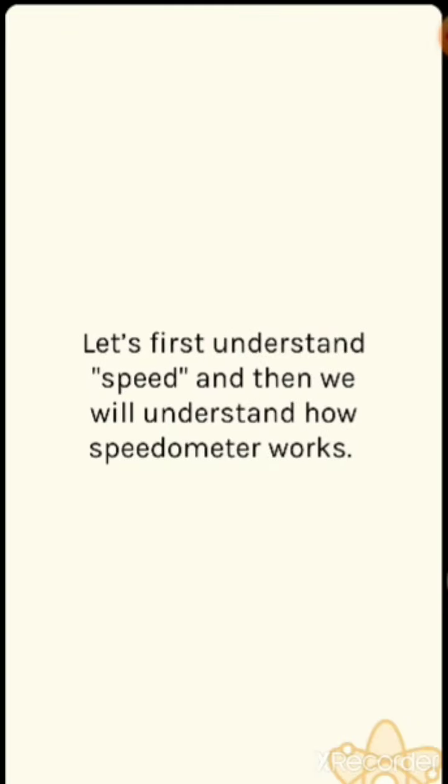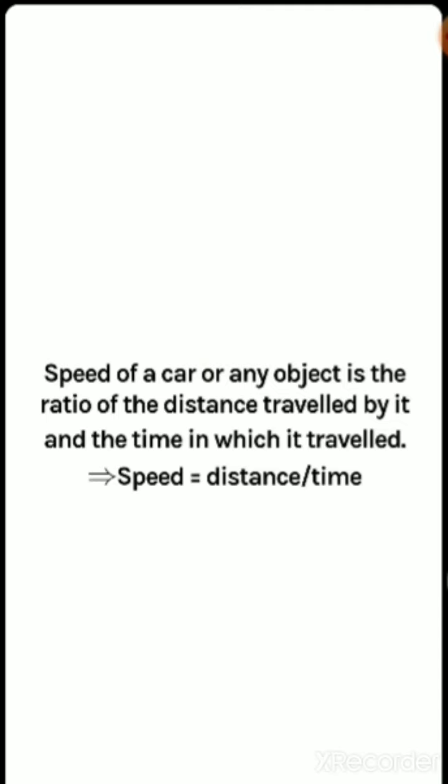So now let us first understand speed, and then we will understand how a speedometer works. Okay? Let's start. The speed of a car or any object is the ratio of the distance traveled by it and the time in which it traveled. So the definition of speed is given here: speed means the distance traveled by a moving object, divided by the time taken to cover that distance. That is called speed. So one formula is generated here: speed is equal to distance divided by time.